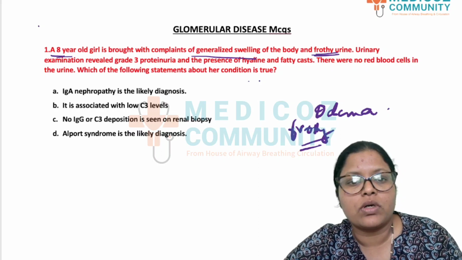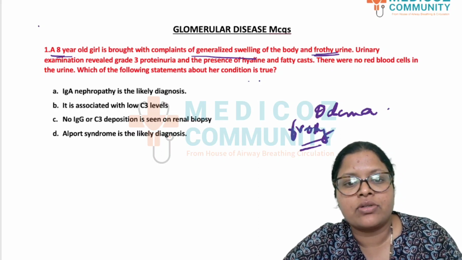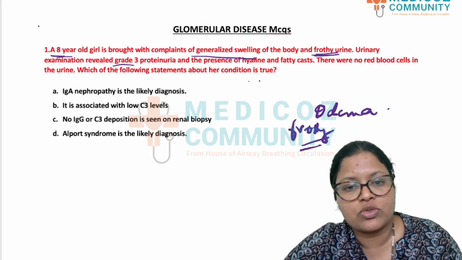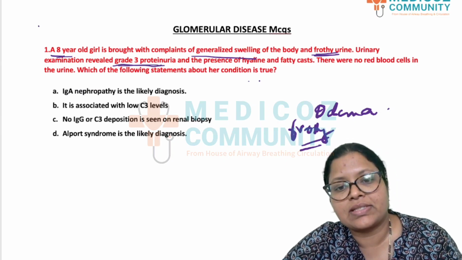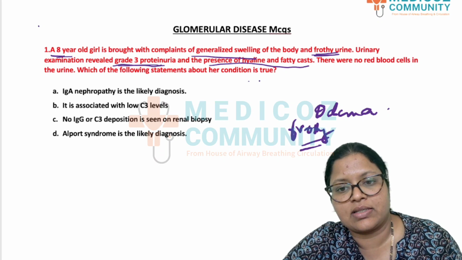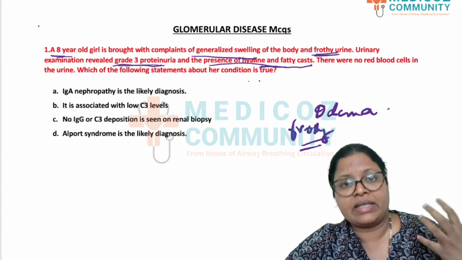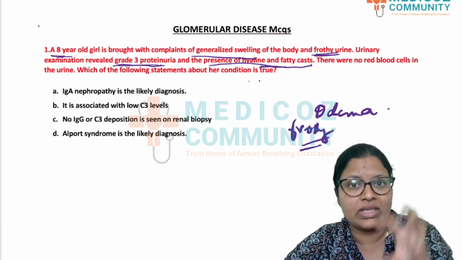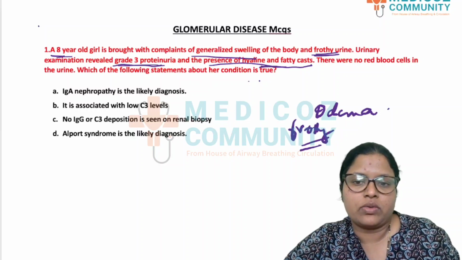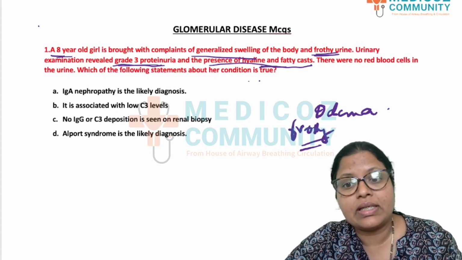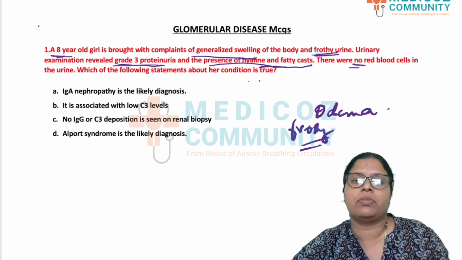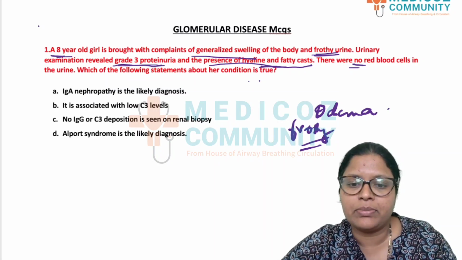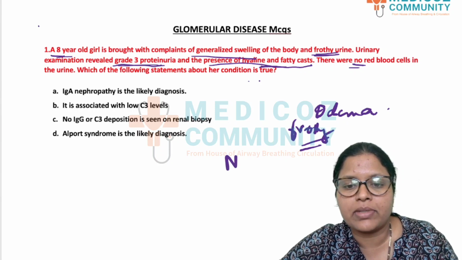Now examination reveals grade 3 proteinuria. So they're already telling that there is massive proteinuria here, and there is presence of hyaline and fatty casts supporting that there is lipid. Now, putting all these things together, and next line very important, there is no RBCs. So the urine is free from RBCs. What does it mean? It means that there is no hematuria.